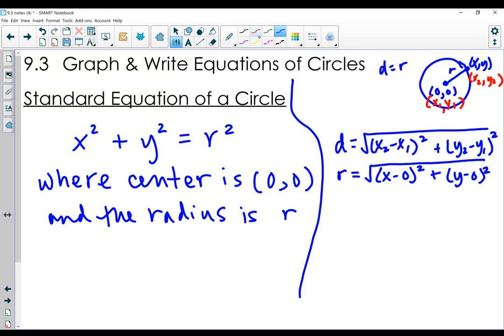And I'm going to do a couple steps right now. I'm going to go ahead and square both sides. And I'm going to simplify my quantity x minus 0 squared. I could just simplify to make x squared. And then I can do a similar thing with y. So now I have x squared plus y squared. So the standard equation of a circle really comes from a formula that we've already been working with for a couple of years. It's not really anything new. We're just extending that idea.